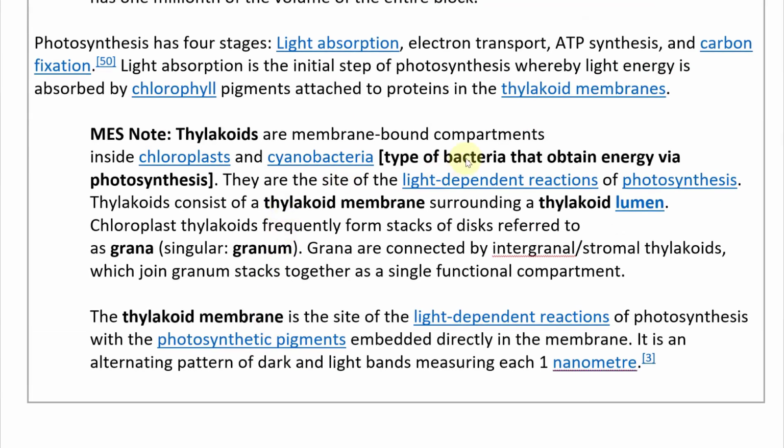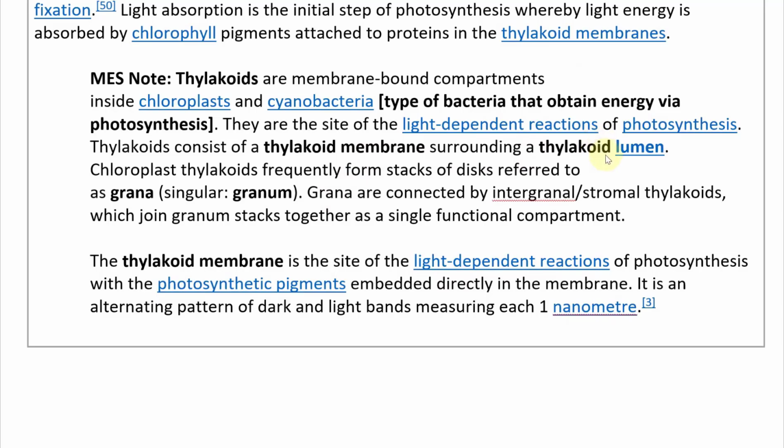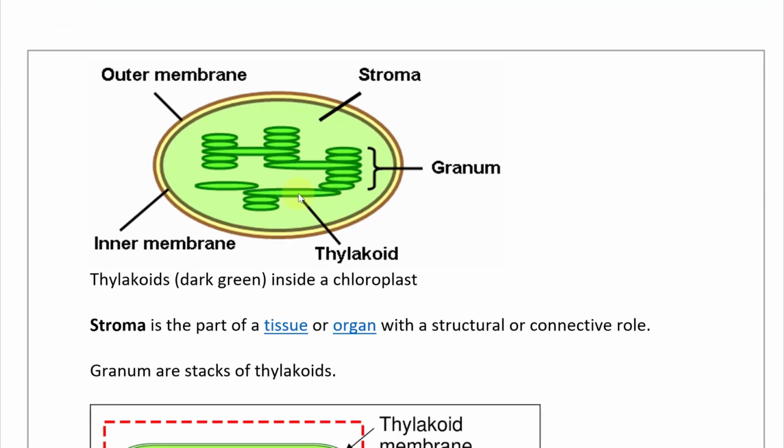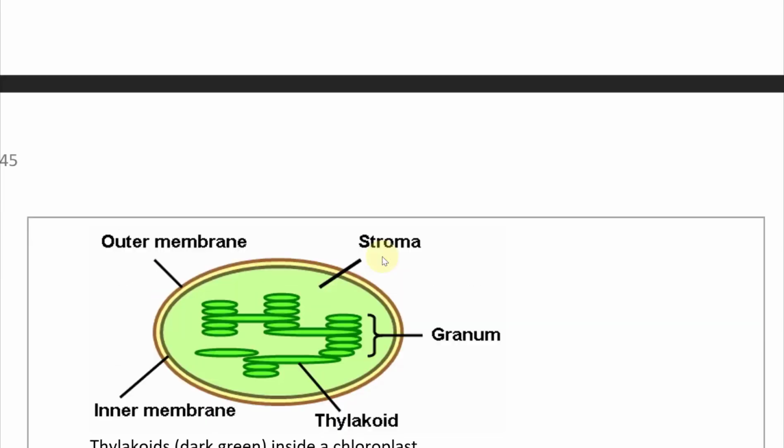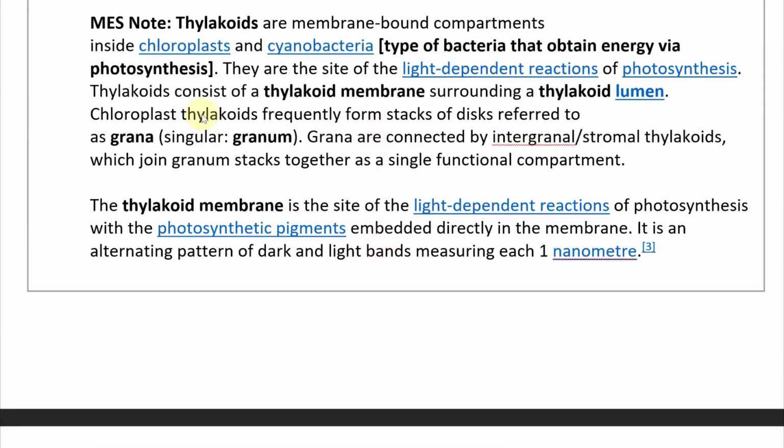And remember, thylakoids are the site of light-dependent reactions of photosynthesis. It consists of a thylakoid membrane surrounding the thylakoid lumen. The lumen is inside, and the super dark green is the membrane. This is the inner membrane of the chloroplast, and this is the outer membrane. The granum are the stacks of it. Chloroplast thylakoids frequently form stacks of discs referred to as grana, or in singular, granum.